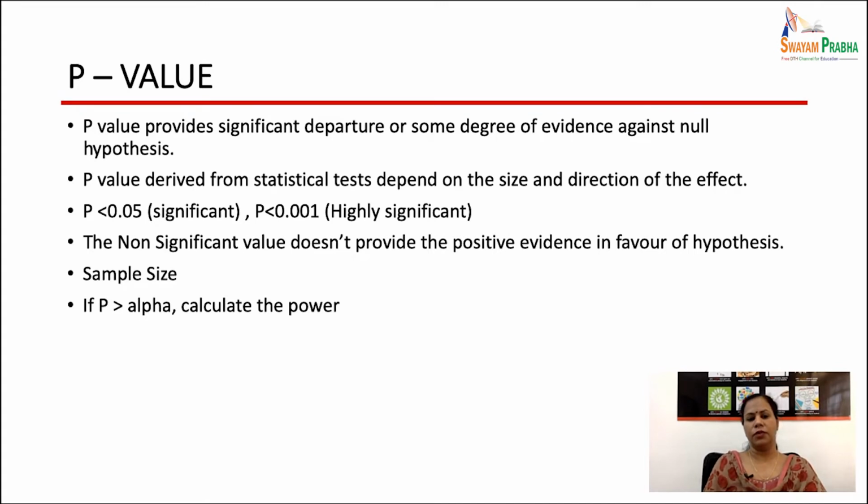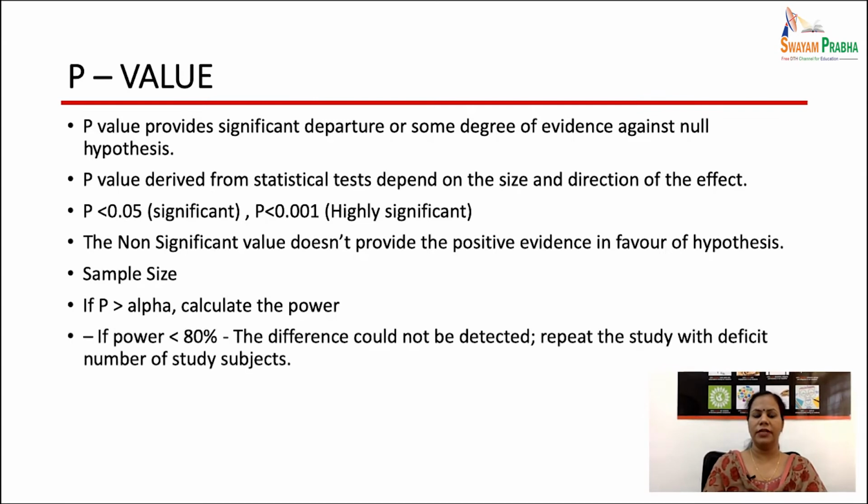So if p is more than alpha, then you need to calculate the power also, that is, the power of your study. If the power is less than 80%, the difference could not be detected. Repeat the study with a sufficient number of study subjects. Ideally the power should be around 80%, but if it is less than that, then usually we cannot detect the differences, and we may commit some errors while interpreting or calculating. So then we should know that power is low, and because of that our findings are not valid. Then we should repeat the study with a sufficient number of study subjects.